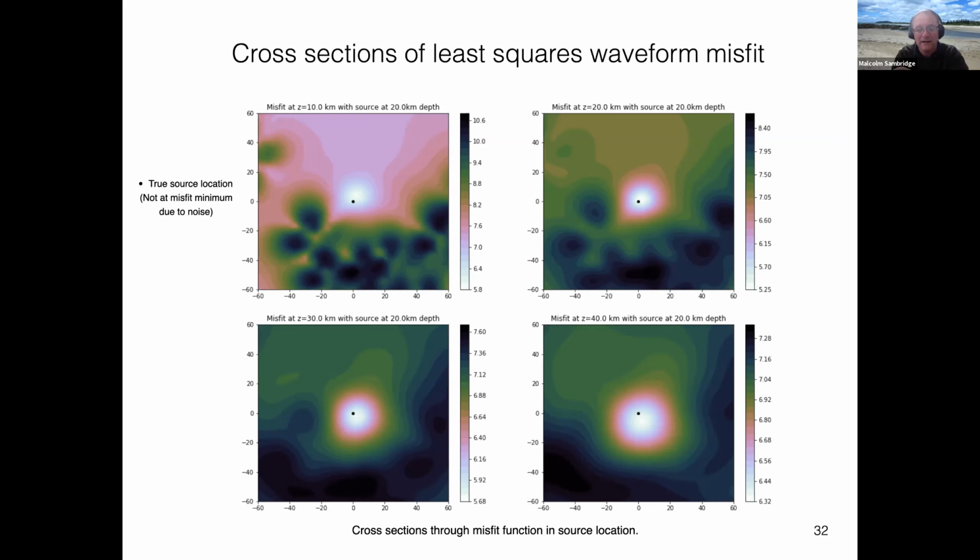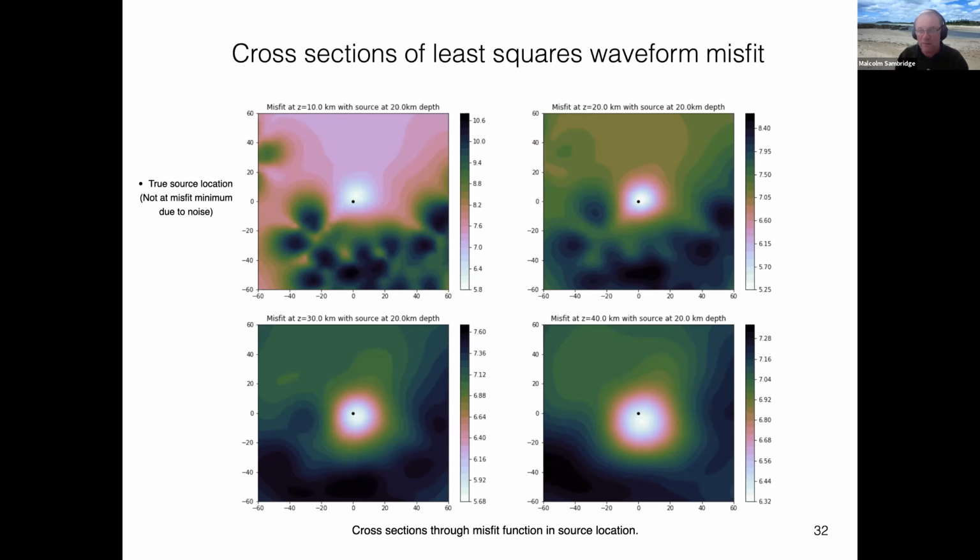But in shallow cases, i.e. the top two at 10 and 20 kilometers depth, you see multiple minima, and particularly in the top left-hand side, you see significant local minima. And this is where phases are not being lined up in the least squares, and so least squares responds to that by having multiple minima in the problem, and we can get trapped in those if we try and locate this problem by fitting these waveforms.